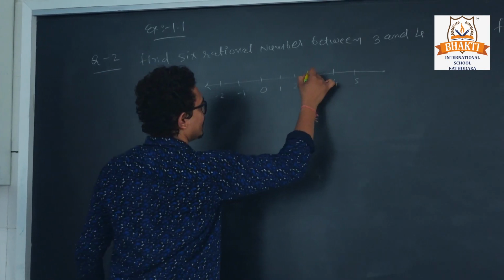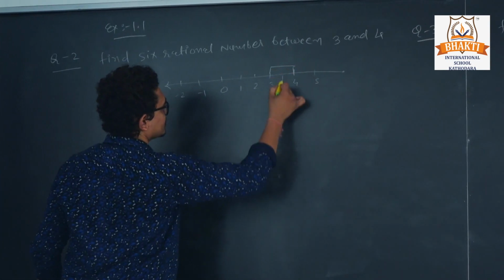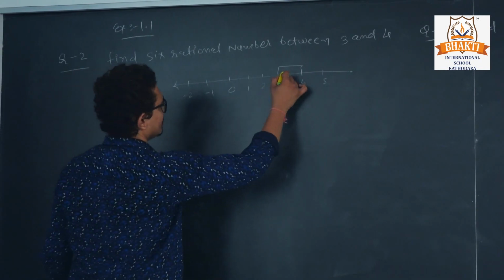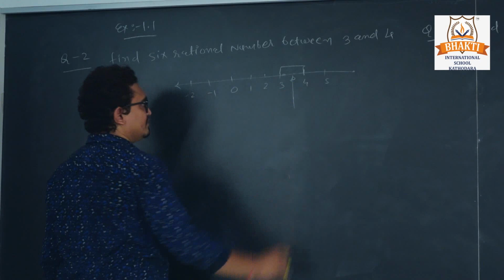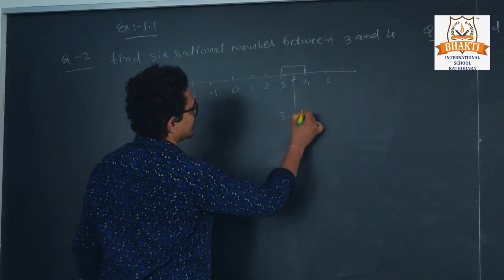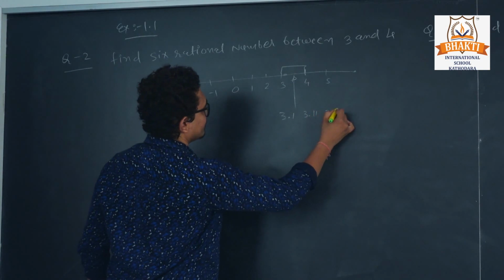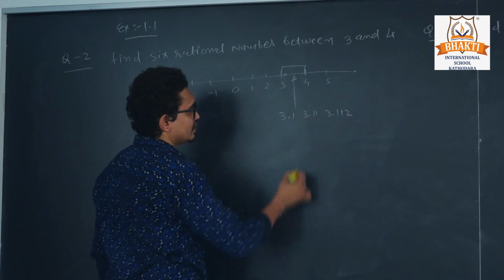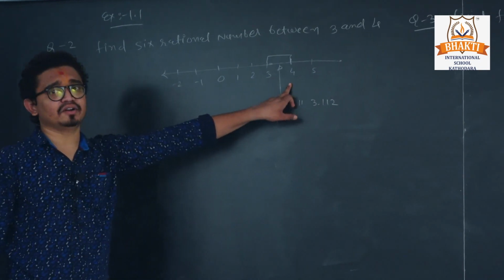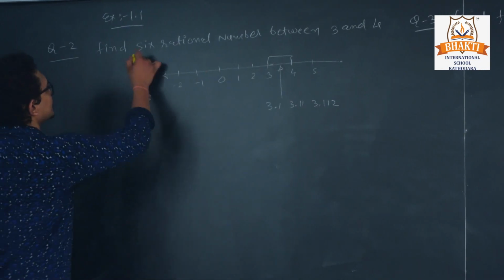So we need to find the rational numbers between 3 and 4. Here we have infinitely many numbers between 3 and 4, like 3.1, 3.11, 3.112. But we need to find only 6 rational numbers.